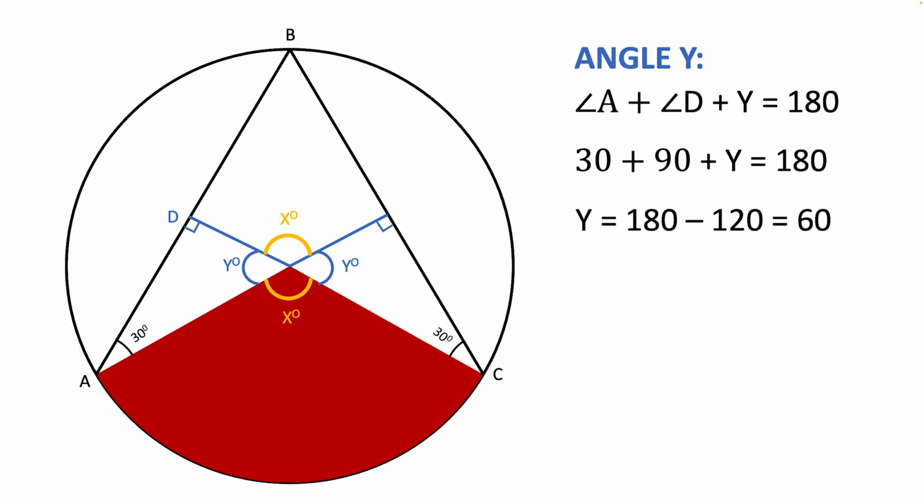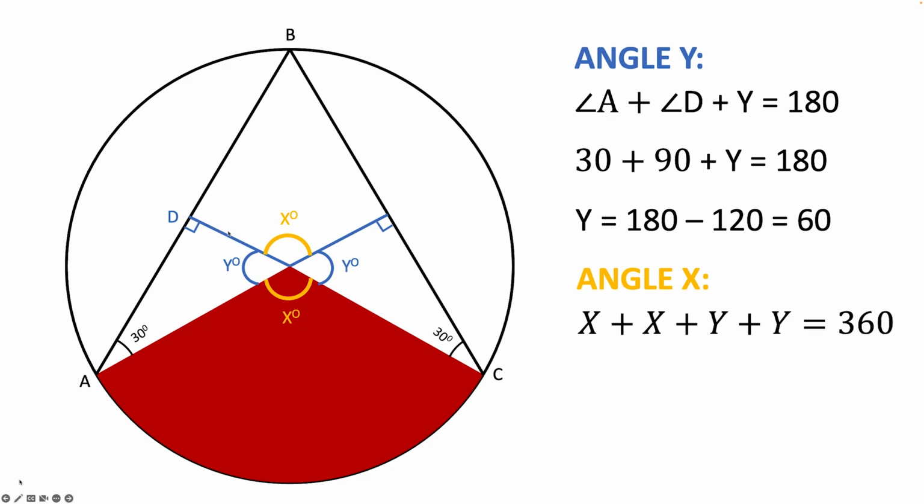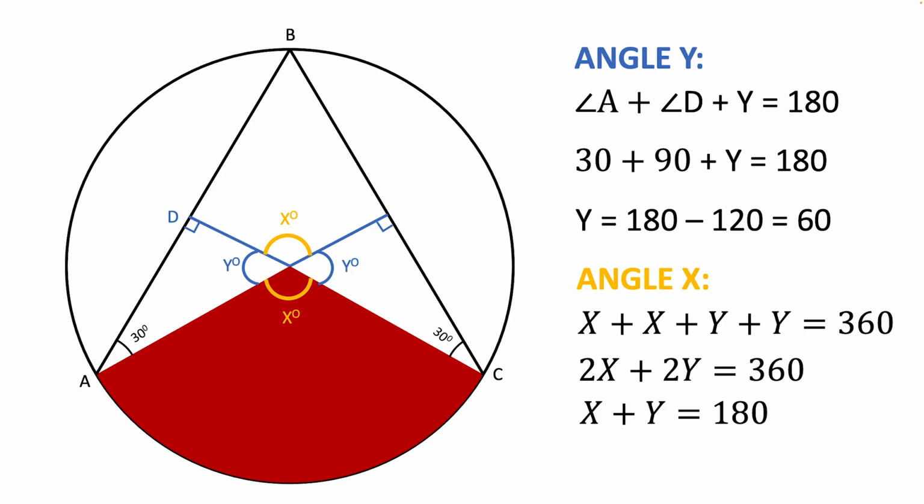So in short, for finding the angle x, we know that the sum of the angles formed here will always be 360 degrees. So x plus y plus x plus y is equal to 360 degrees. From here we can easily solve it. We have 2x plus 2y is equal to 360 degrees, then x plus y is equal to 180 degrees. And now we have x is nothing but 120 degrees. This is great. Now we have the value for x.